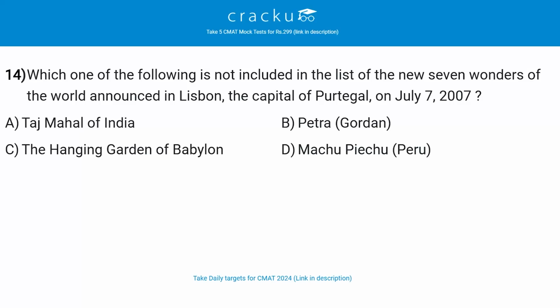Which one of the following is not included in the list of the new 7 wonders of the world announced in Lisbon, the capital of Portugal, on 7th of July 2007? The answer is the Hanging Gardens of Babylon.